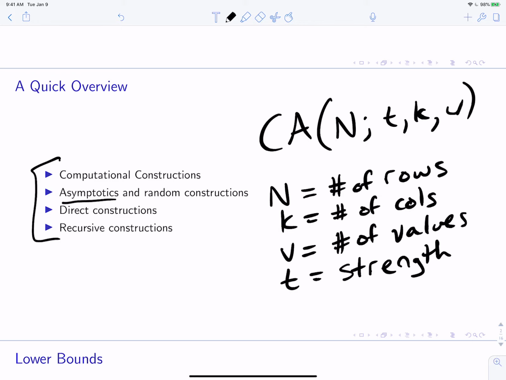We'll look at asymptotics. If we talk about a very large number of columns, what happens to the size of these things? It turns out we can precisely determine what that is asymptotically. Sometimes we can get direct constructions: here's a simple procedure that will generate the array in one swoop, and you don't have to do any computation on a computer. And then recursive constructions sound really intimidating, but the whole idea is you have a bunch of covering arrays or some other objects, and then you glue them together. It's recursively working on smaller arrays. That's all it means.